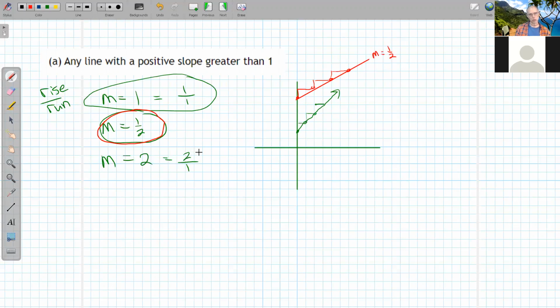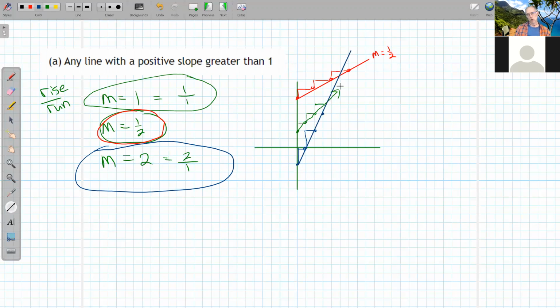And then the 2 could be written as 2 over 1. Let's try that in blue. Hopefully you can see the difference between blue and green. Maybe I'll start down here. 2 over 1 would be to go up 2, right 1, up 2, right 1, up 2, right 1. So that line, notice it's steeper than the others.